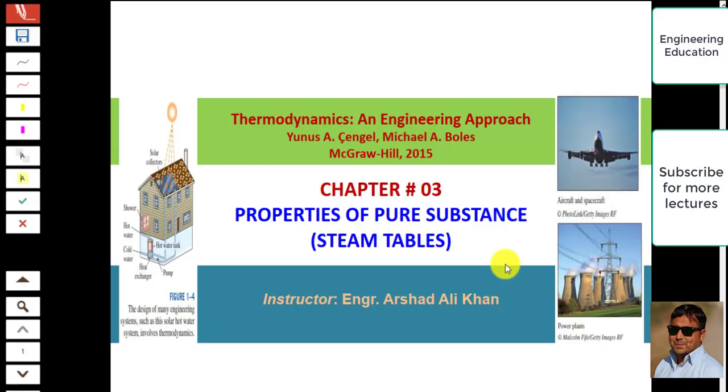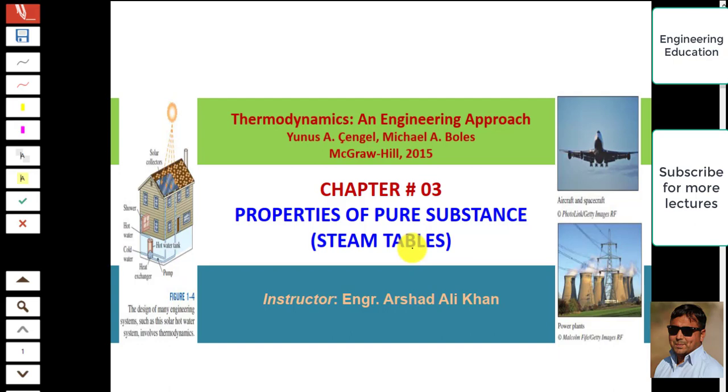Welcome to the Thermodynamics lecture series. Today we will talk about the steam tables. Steam tables are used in thermodynamics related problems.